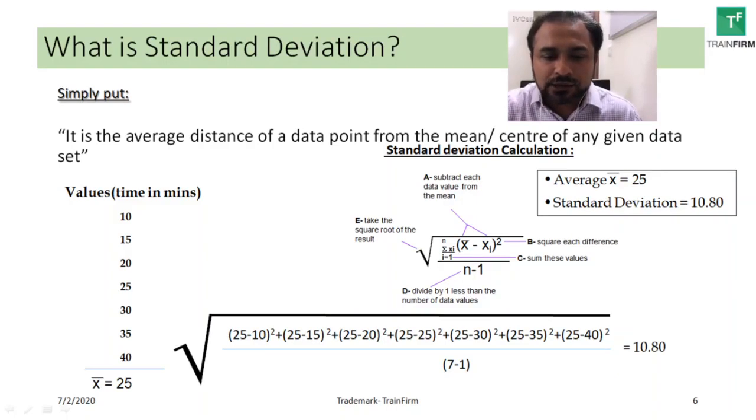So I calculate the squared distance, divide it, and take the square root. Square root is nothing but to bring this value back to the original unit because we squared it, right? So now we have to get it back to the original value. So we take a square root of it, and that's how we calculate this, right? So each value is subtracted from 25, squared, divided by 7 minus 1, and then take the square root of it. So 10.8. So on an average, the deviation in this data set from the mean is about 10.8 minutes.